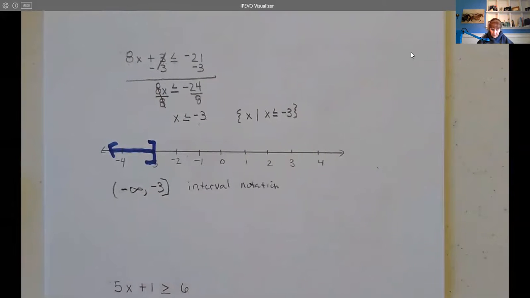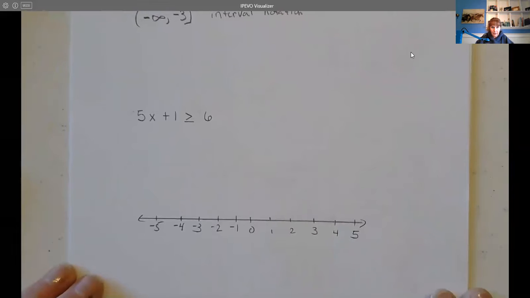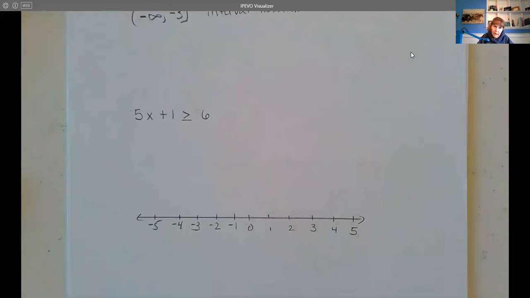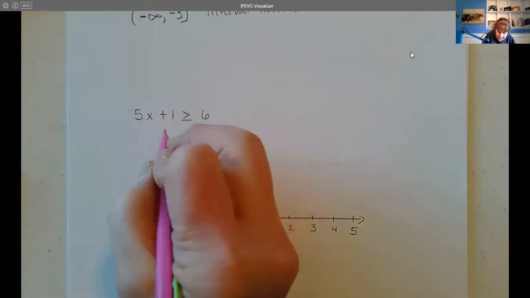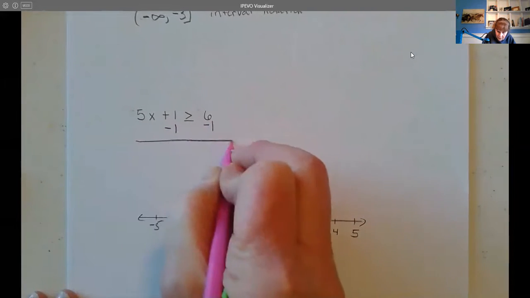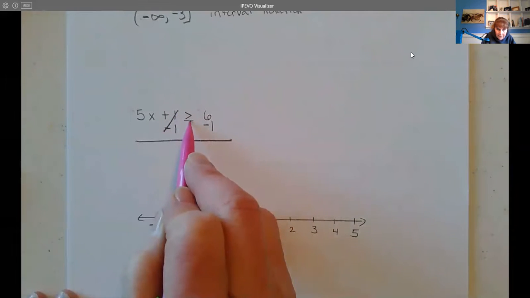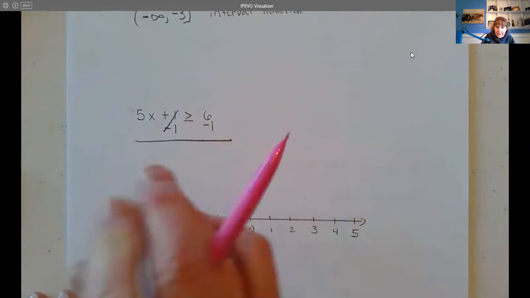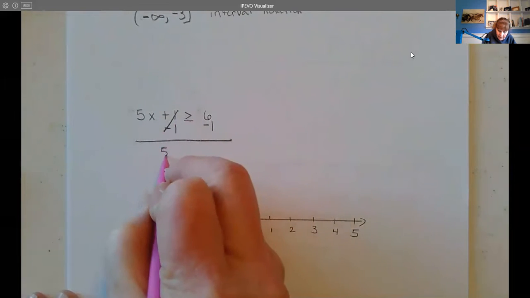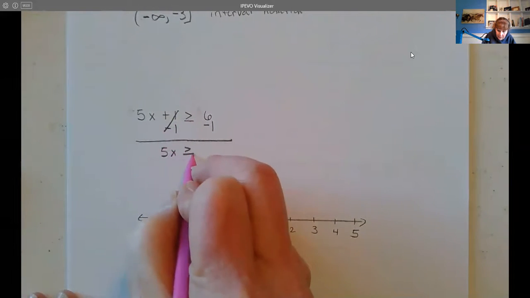Okay, let's look at another one. Keep practicing quite a few of these. Again, there's no simplifying to do on the left. You've combined like terms, nothing you can do. The right side, the 6, nothing we can do. So we're going to start to move things. We'll get rid of what's being added or subtracted first. Again, we will not flip the inequality because we're not dividing by a negative. We're adding a negative. So 5x is greater than or equal to 5.